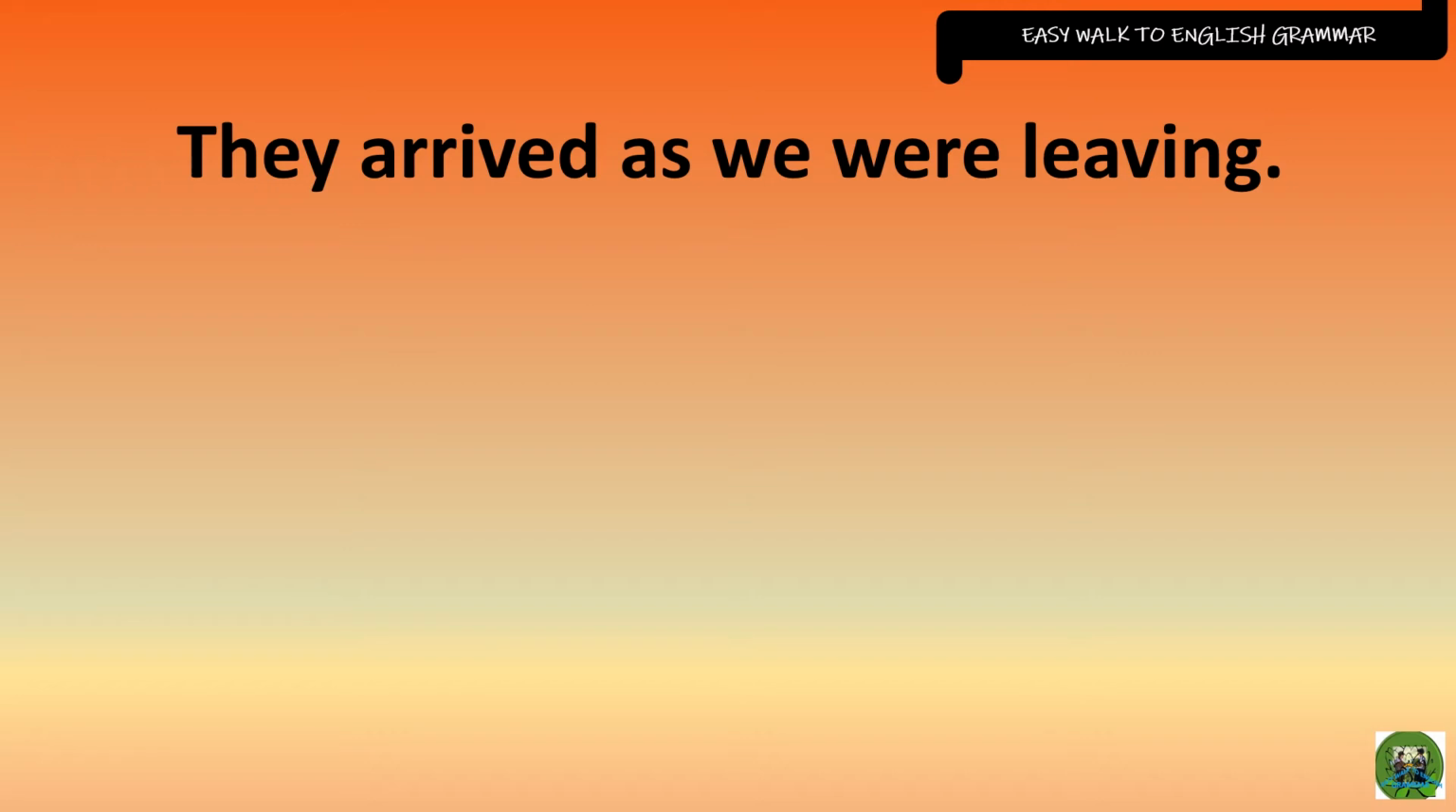In the sentence, they arrived as we were leaving, as functions as a conjunction. A little before we learned as functioning as a preposition. Here in this sentence, as is not performing as a preposition but as a conjunction. Why? Here we can see two parts of a sentence: they arrived and we were leaving. Please observe it closely, you will understand it. Here the word as helps us to connect both these parts of the sentence. When a word serves the purpose of connecting two parts of a sentence, we can call it a conjunction. So, as functions as a conjunction in this sentence.